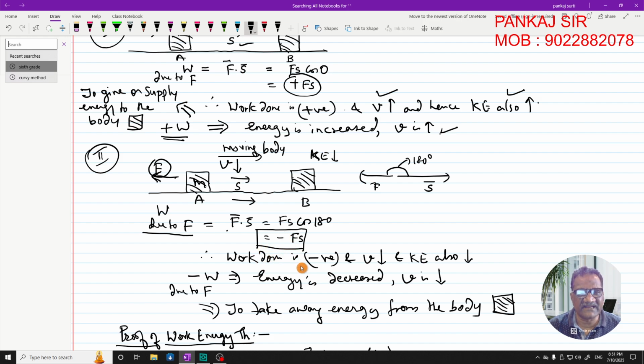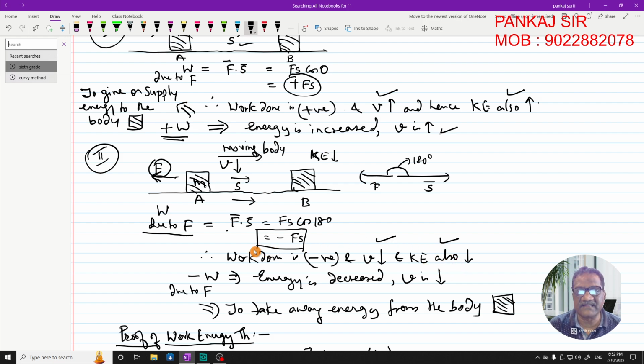Now, what does negative work done indicate? Negative work done indicates that the velocity is decreasing and the kinetic energy is also decreasing. Obviously, when a moving body is pulled in the opposite direction of the motion, what is going to happen? It is as good as applying brakes to a moving car. When you apply brakes to a moving car, the velocity is gradually going to decrease and ultimately the velocity will become zero and the vehicle is going to stop. So when the velocity decreases, obviously the kinetic energy will also decrease.